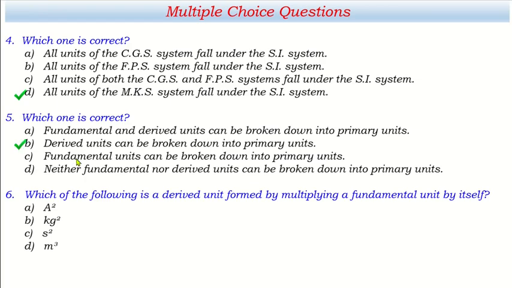Look at number 6. Which of the following is a derived unit formed by multiplying a fundamental unit by itself? Each of them has the same fundamental unit multiplied by itself. But ampere square doesn't represent the unit of any physical quantity. In the same way, kg square, have you heard about this? Does any physical quantity have kg square as its unit? No. A second square is also not the unit of any physical quantity, but meter cube is the unit of volume. That's why this option is correct. Okay, D is correct. Let's have another set.